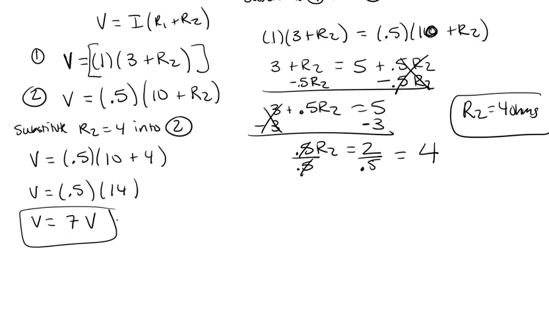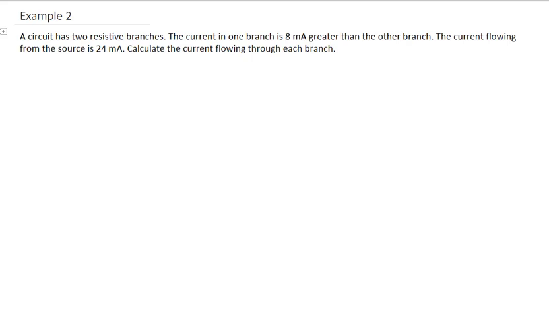Now let's do another example. Example 2. A circuit has two resistive branches. The current in one branch is 8 milliamps greater than the other branch. The current flowing from the source is 24 milliamps. Calculate the current flowing through each branch.